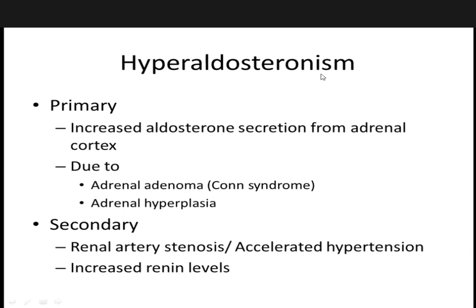right? In primary hyperaldosteronism, they will have low renin activity, and in secondary hyperaldosteronism, the patients will have increased renin levels. It is due to increased renin levels. So again, the same biochemical features may be there even in renal artery stenosis and accelerated hypertension as in primary hyperaldosteronism.